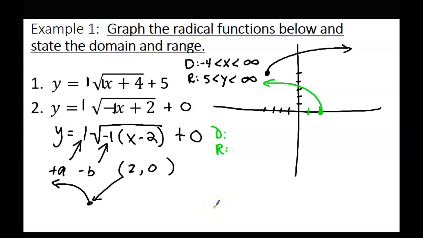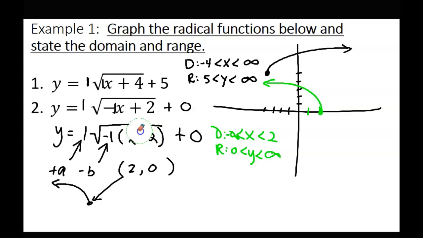Speaking of domain and range, let's do that. Okay. What is the point farthest to the left? Negative infinity. What's the point farthest to the right? Well, for the x value, it's 2. Now, what's the point that is lowest on the graph for the y value? 0, and the highest is infinity again. So there's your domain and range.